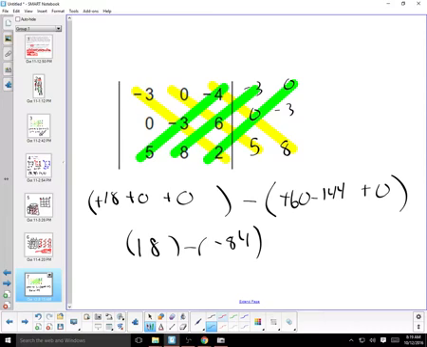All right. So anyways, here's what I've got. I've got 18 minus a negative 84. Obviously, a negative times a negative is going to make a positive. So I've got 84 plus the 18, which means I've got 102. That's it. That's my determinant. I'd be done. Questions? A lot less work, isn't it, when you see it here.